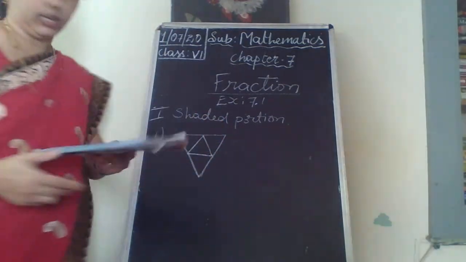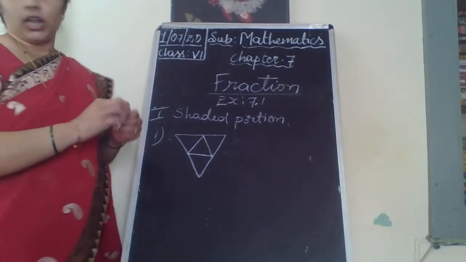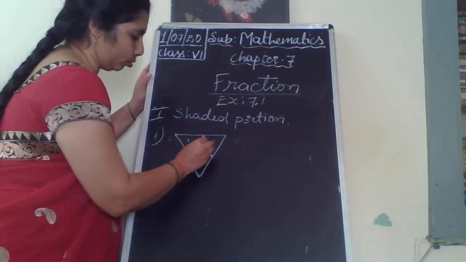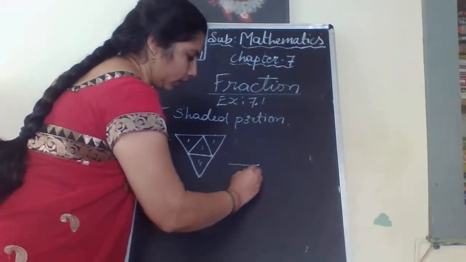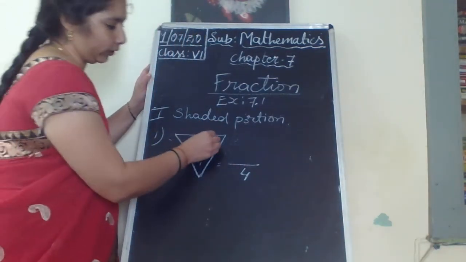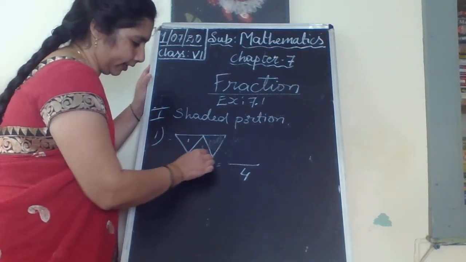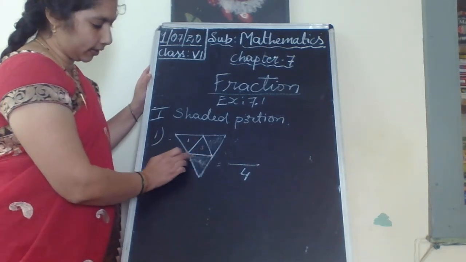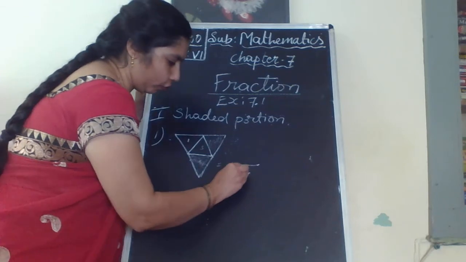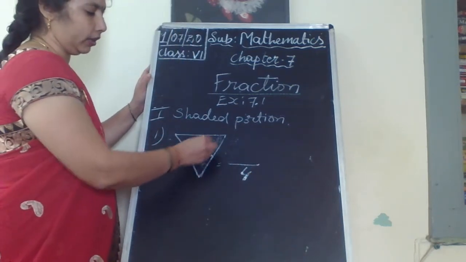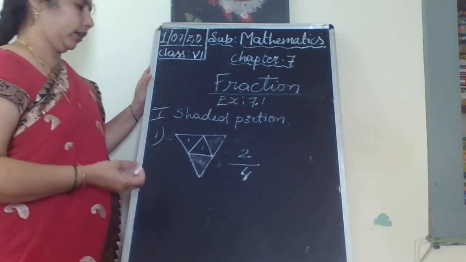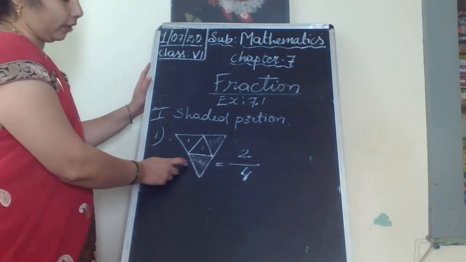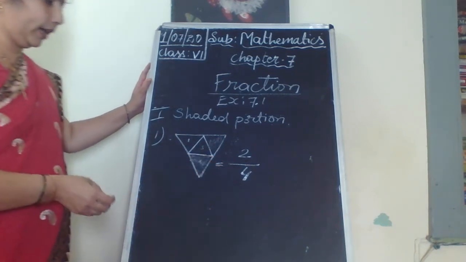See, here is a figure. How many parts is this figure divided into? It is divided into 1, 2, 3, 4 parts. In this figure, 2 parts are shaded. So the total number of parts the whole figure is divided into is 4, so that will be the denominator. And the 2 shaded parts will be the numerator, which should be written above the line. So the fraction representing the shaded portion of the figure is 2 by 4.